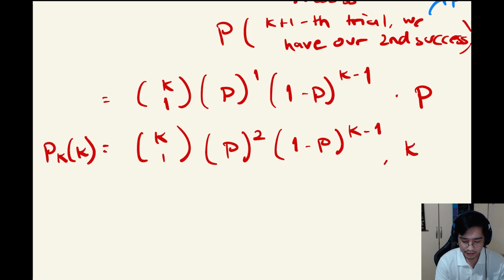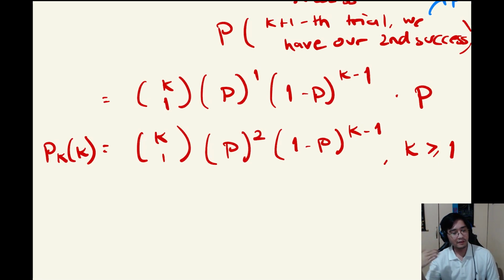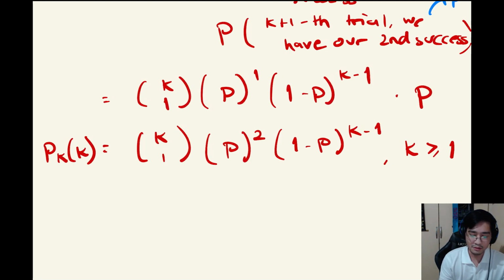Where K here, what are the possible values? K greater than or equal to 1. Because we can have only one trial before the second success. That means on the first trial we have success, on the second trial we have our second success. And then it is possible that it can go up to infinity, but that is nearly impossible already. So this is our probability mass function for the second problem.